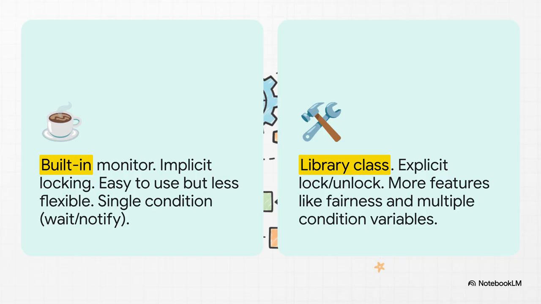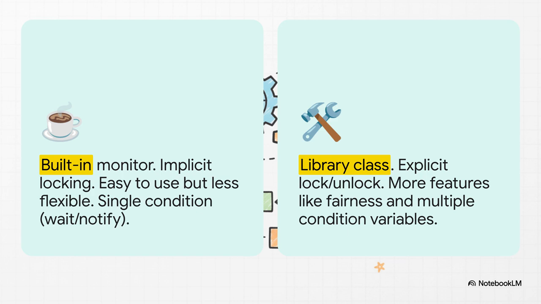You just slap the word synchronized on a method or a block of code, and the Java virtual machine takes care of all the locking and unlocking behind the scenes. It's basically a monitor built right in. Then you have the more advanced option, ReentrantLock. This is an actual class, not a keyword, so you have to do the work yourself. You have to explicitly call lock and unlock.